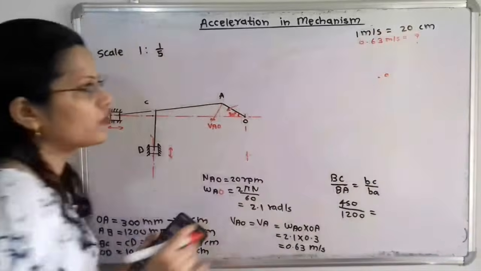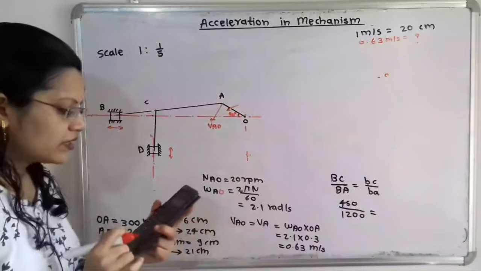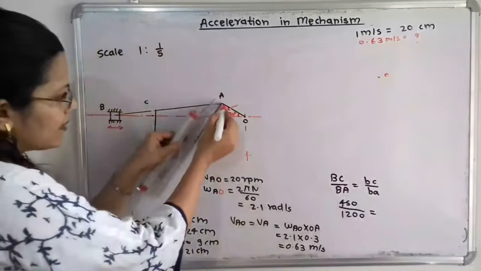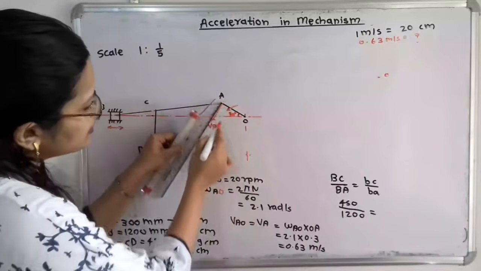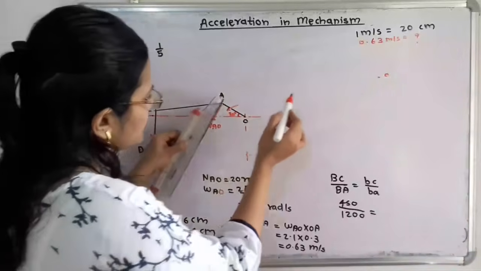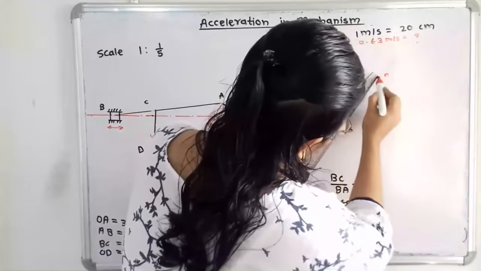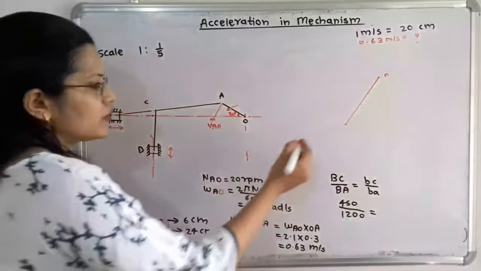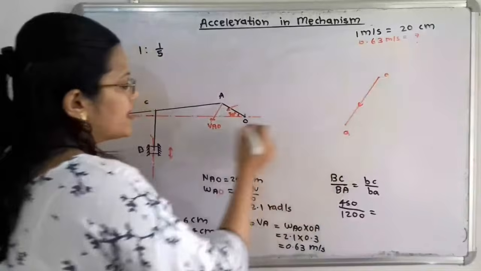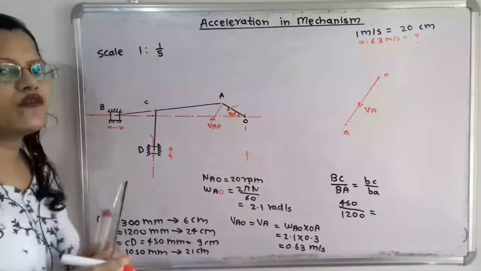So if I write here 0.63 meter per second, what is the scale? So here we have to take cross multiplication, that is 0.63 multiplied by 20. That is 12.6. So 12.6 centimeter we have to take one line and parallel to this VA. So arrow is in the downward direction. So here from this point O I will take 12.6 centimeter line. So here is the point A and we have to show arrow in the same direction. So this vector OA indicates velocity of A with respect to O, or simply we can say VA.